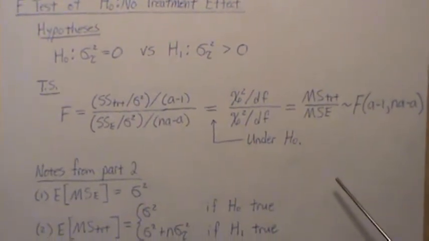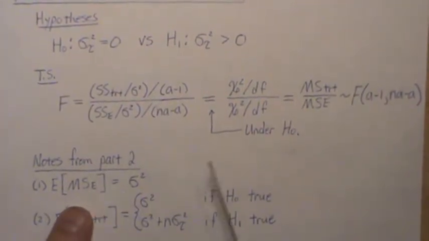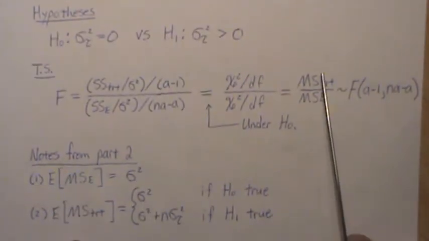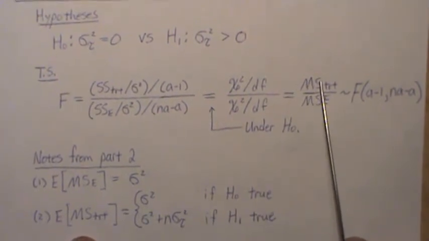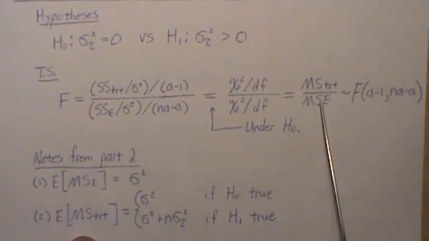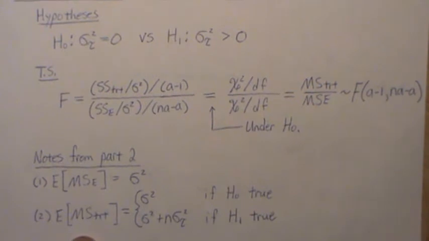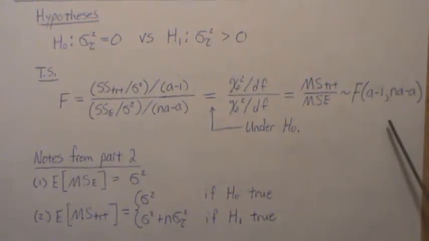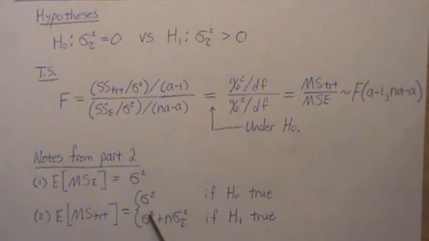Now, notes from part 2: the expected value of the MSE is unbiased, unconditionally sigma squared. But the expected value of the mean square treatment, if the null is true, is sigma squared. And so under the null, this ratio is 1, and there's no way it'll get in the tail of the F-test, so we won't reject. But if the alternative is true, meaning that sigma tau squared is greater than 0, then this becomes large. So then this ratio becomes large, and that's how the test statistic gets shoved into the tail, and the p-value becomes small. So anyway, a little heuristic development there.